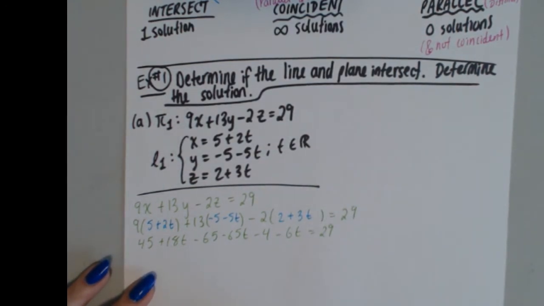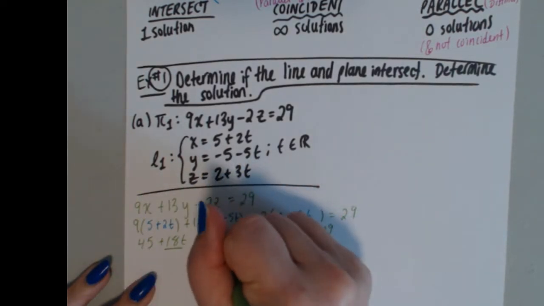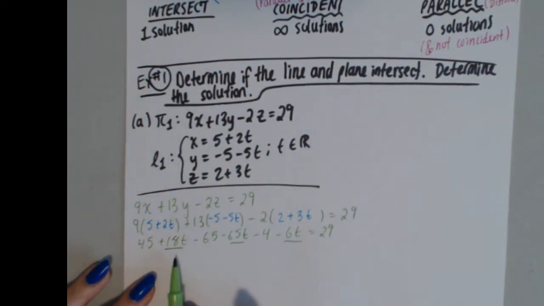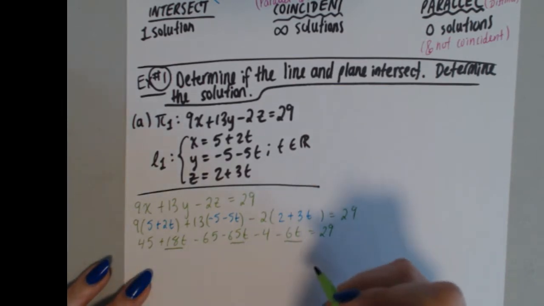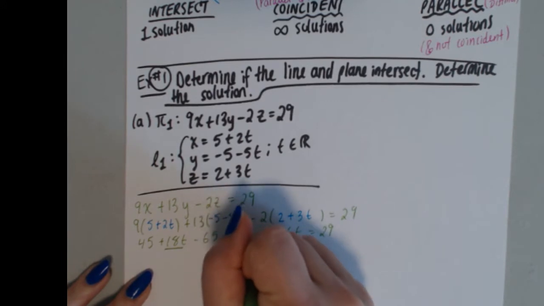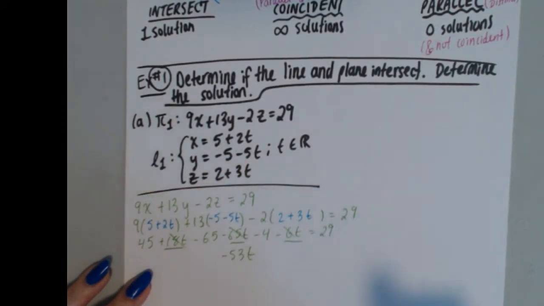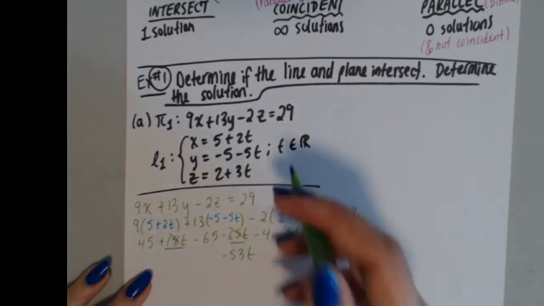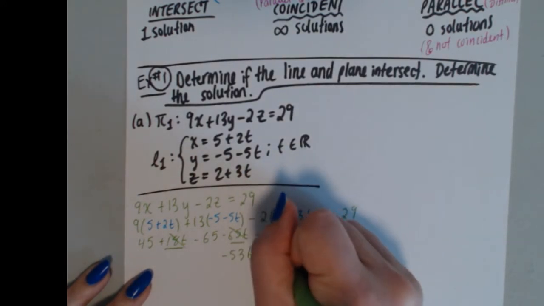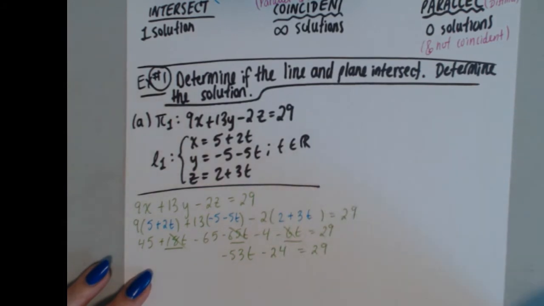All right, at this point, we're going to collect our like terms. So I've got terms with t's and I've got constant terms. Let's do 18 minus 6 first. So 18 minus 6, that's 12, and positive 12, negative 65. So what do we get with that? Should be minus 53, so minus 53t. Looking at the constants, 45 minus 65, well, that's pretty easy. That's going to be minus 20. Negative 20 minus 4 is minus 24. There we go. Equals 29.